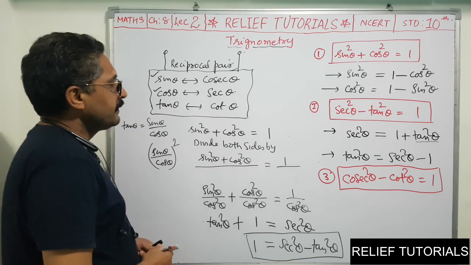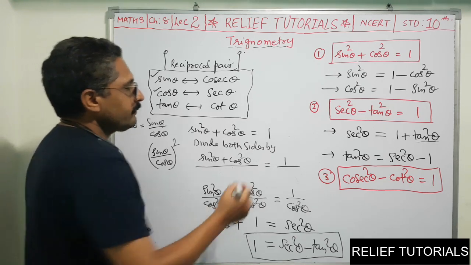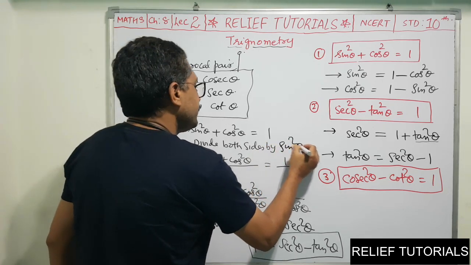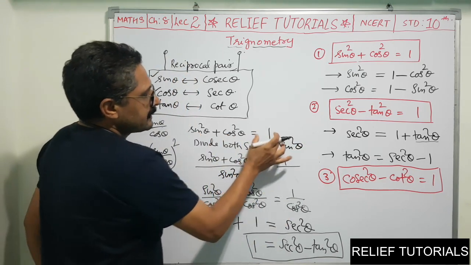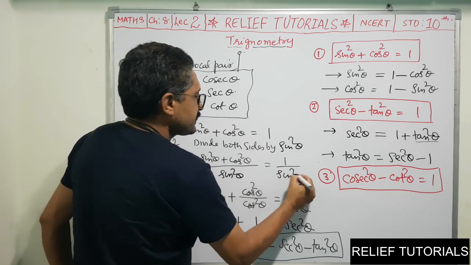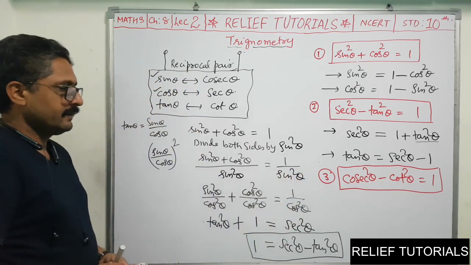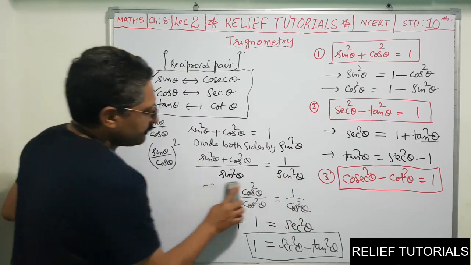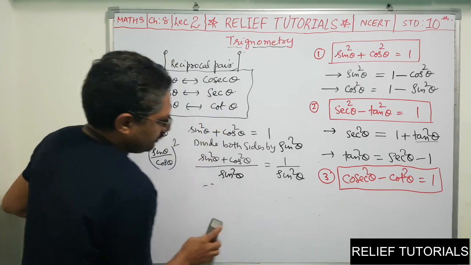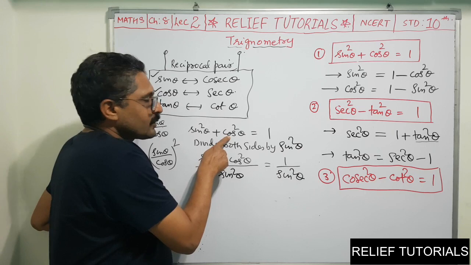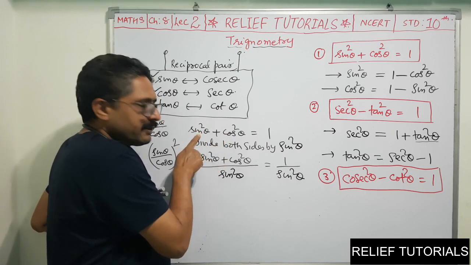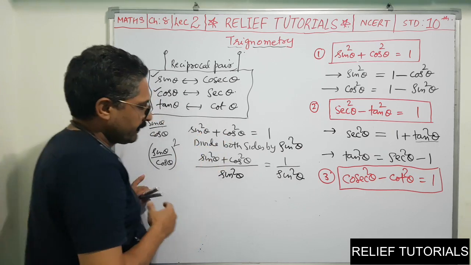So we will divide both sides by sin square theta. This identity, LHS we will divide by sin square theta, and this RHS also we will divide by sin square theta. So now, once we have divided by cos square theta and once we have divided by sin square theta.